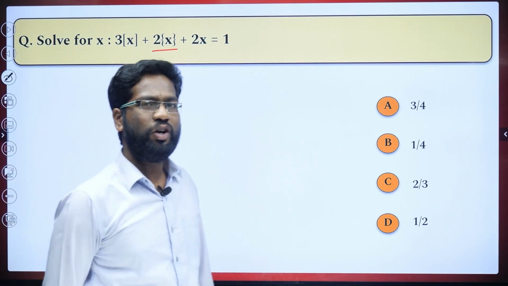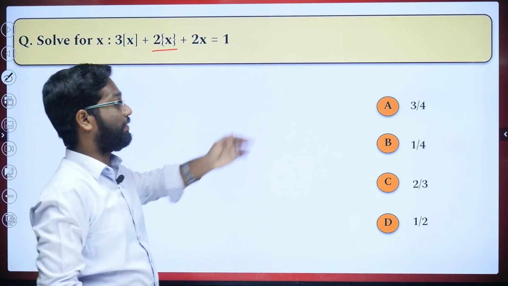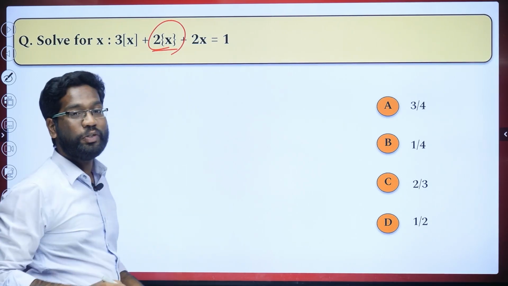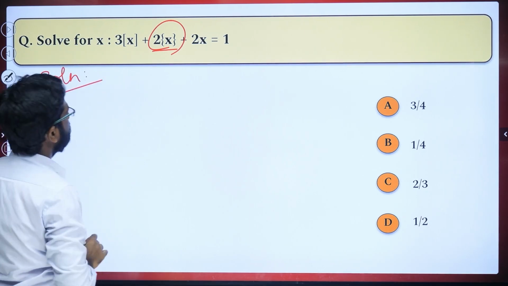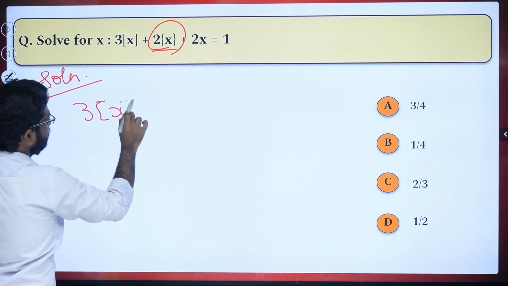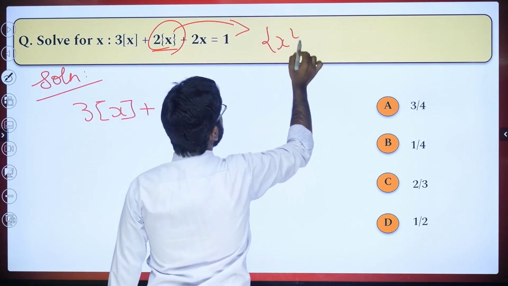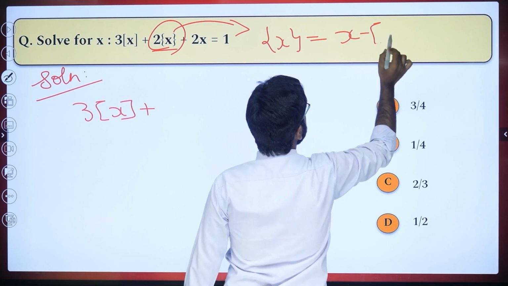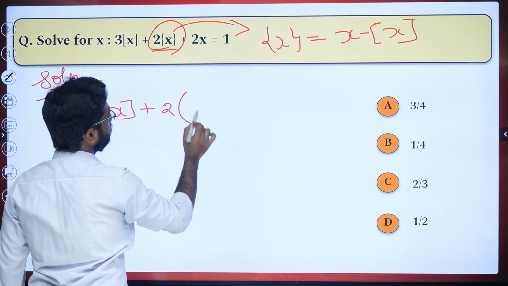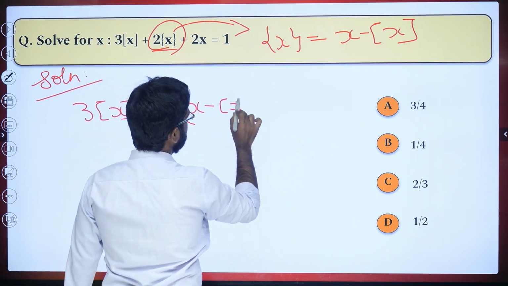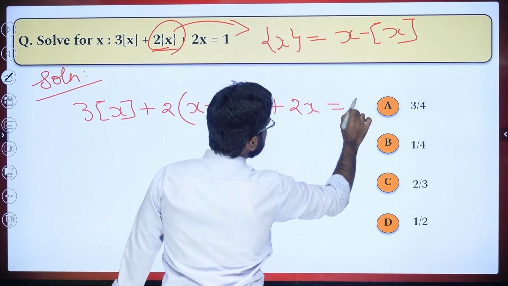So my dear students, have you got an idea? The 3 greatest integer of x plus 2 fractional part of x, he is the hero and he is going to start our problem. So the solution for this question: 3 greatest integer of x plus, here we can write fractional part of x is equal to x minus greatest integer of x, my dear students. So 2 into x minus greatest integer of x, plus 2x is equal to 1.